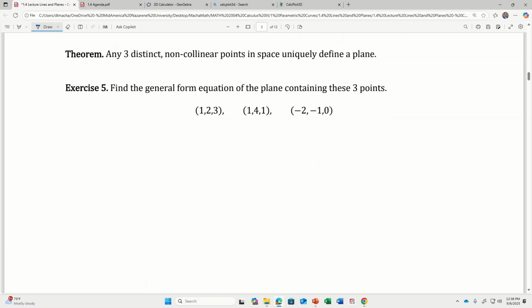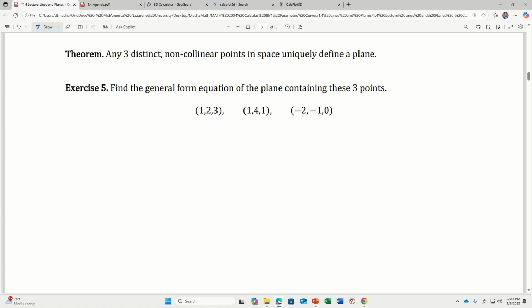Okay. So another idea for you to think about is any 3 distinct non-collinear points in space uniquely define a plane. If the points are collinear, this doesn't work, right? If they're collinear, that just uniquely defines a line, but lots of different planes could contain the same line. But if you've got 3 non-collinear points in 3-dimensional space, that uniquely defines a plane. There's only one plane that passes through 3 given points.